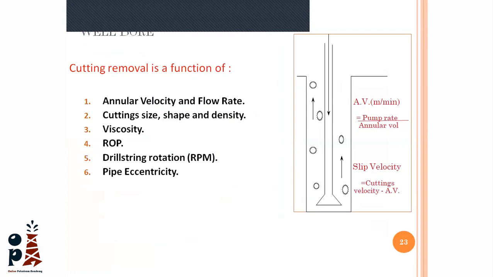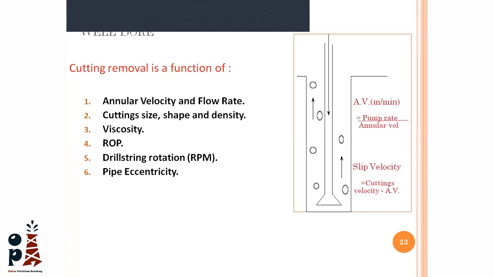In the vertical section, it is very simple. We make a good flow rate, a higher annular velocity, to overcome the slip velocity and avoid the cutting going down, and we will achieve the required hole cleaning. So the annular velocity is a very essential factor. It's a very important factor in cutting removal.